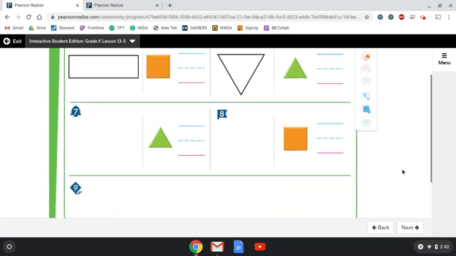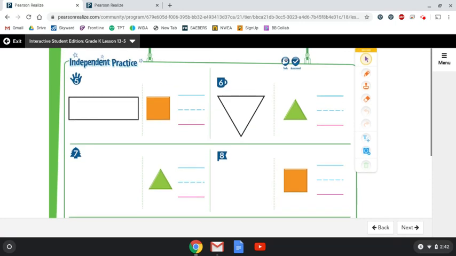If your student needs a little extra help or a little more practice, go ahead and do the homework portion as well.